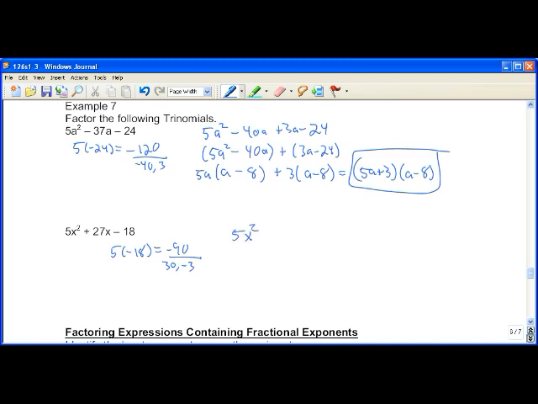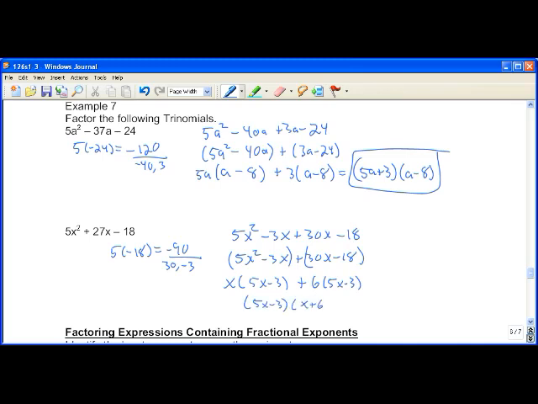5x squared, negative 3x plus 30x minus 18. I'll write this a second time so people who have seen this in the notes can see how it builds up there. The second pair, we could pull a 6 out. We have a 5x minus 3. It's 5x minus 3 times x plus 6.